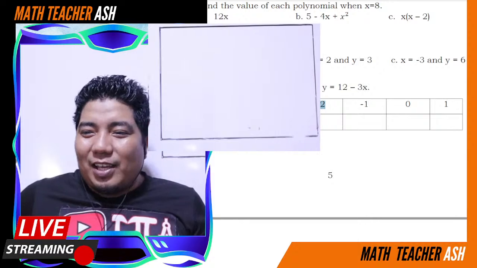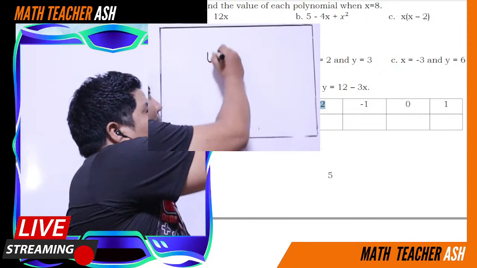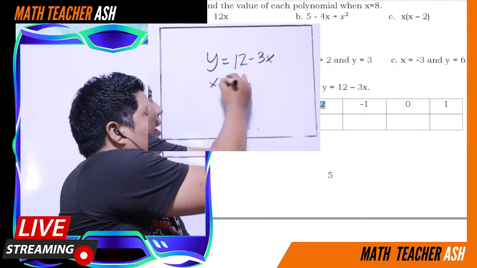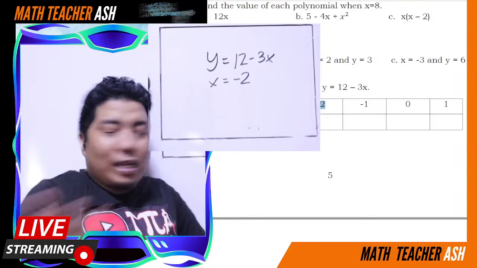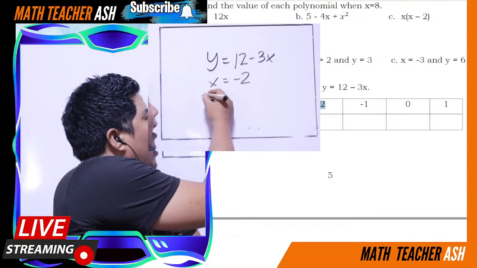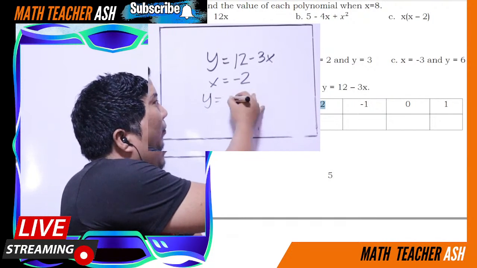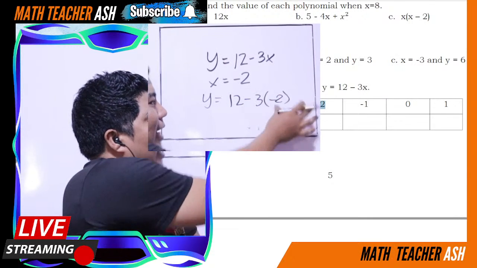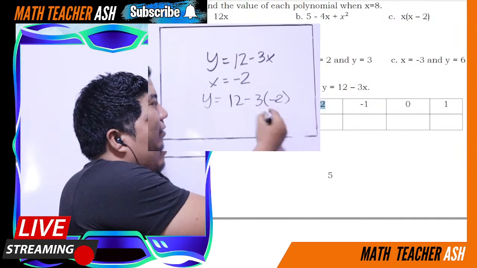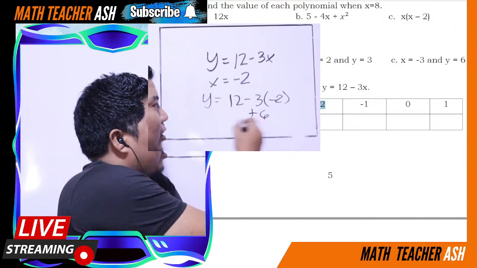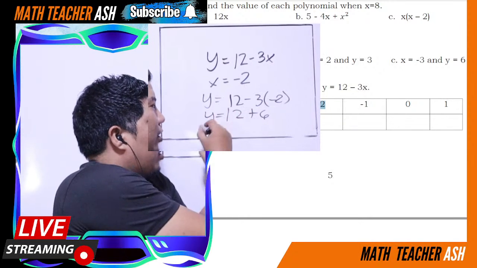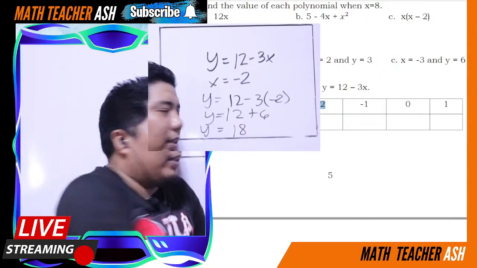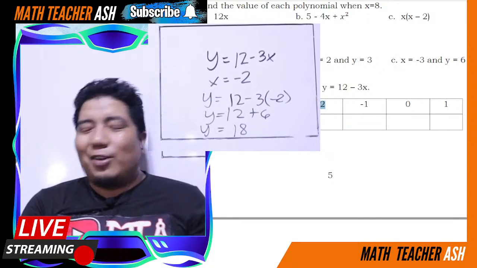Alright. So, we have here y is equal to 12 minus 3x. Yung x daw natin ay negative 2. So, ang gagawin mo dito is y is equal to 12 minus 3 times negative 2. So, negative 3 times negative 2, of course, pareho sila negative, magiging positive 6 yon. So, 12 plus 6, ano bang ang sagot kapag i-add mo si 12 by 6? Okay, so that is 18. And that is your final answer, my dear math learners.